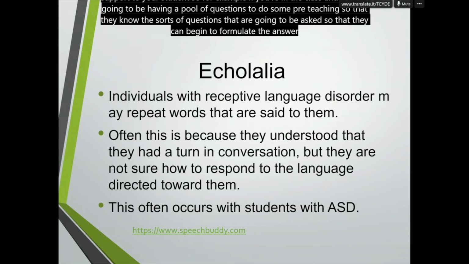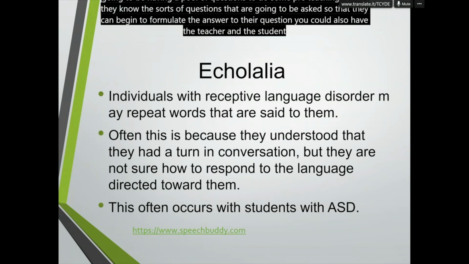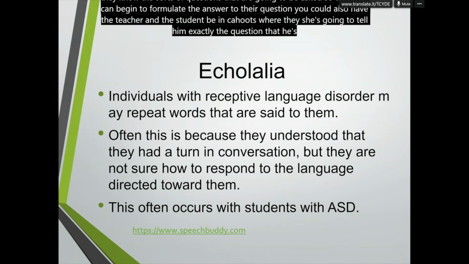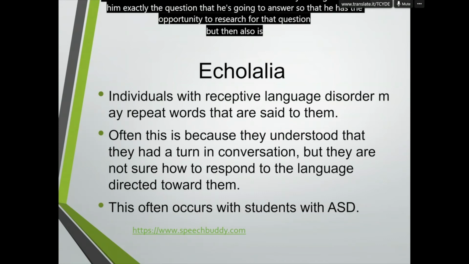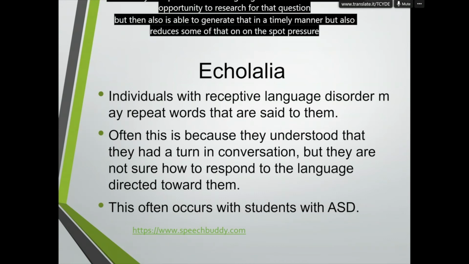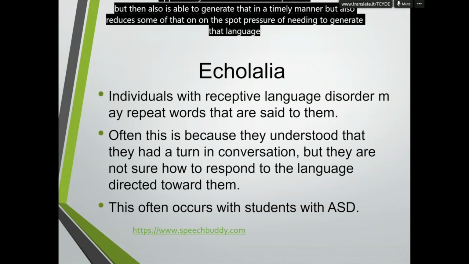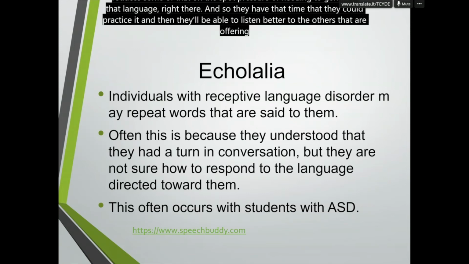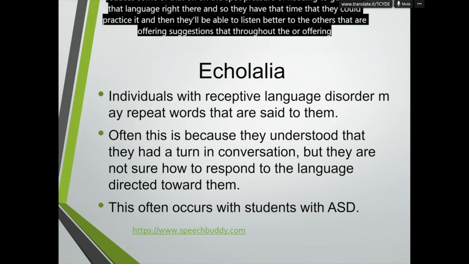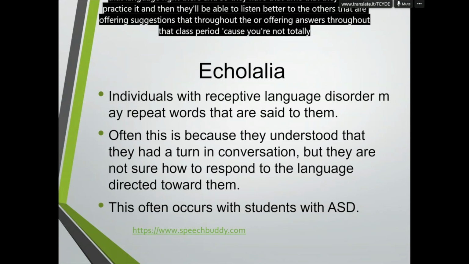You could also have the teacher and the student be in cahoots, where she's going to tell him exactly the question that he's going to answer so that he has the opportunity to research for that question, but then also is able to generate that in a timely manner, and it reduces some of that on-the-spot pressure of needing to generate that language right there. And so they have that time that they could practice it, and then they'll be able to listen better to the others that are offering suggestions or answers throughout that class period, because they're not totally worried about what they're going to be asked.